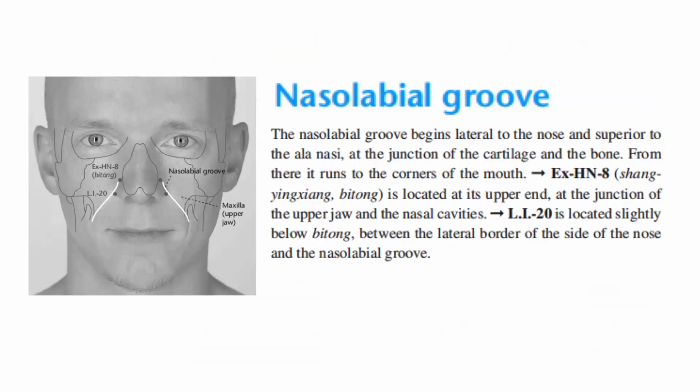Next, we have here the nasolabial groove. The nasolabial groove begins lateral to the nose and superior to the ala nasi at the junction of the cartilage and the bone. From there, it runs to the corners of the mouth. Point EX-HN-8, an extra point, is located at its upper end at the junction of the upper jaw and the nasal cavities.